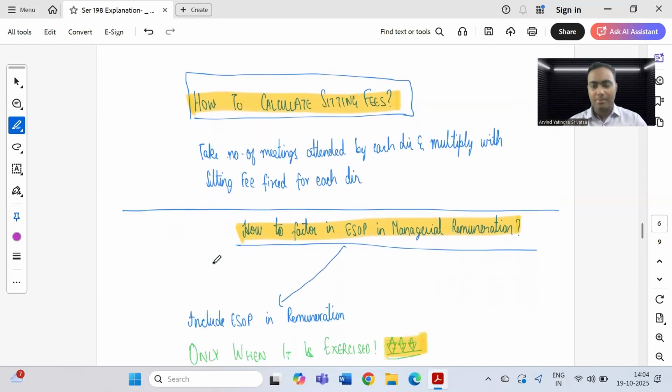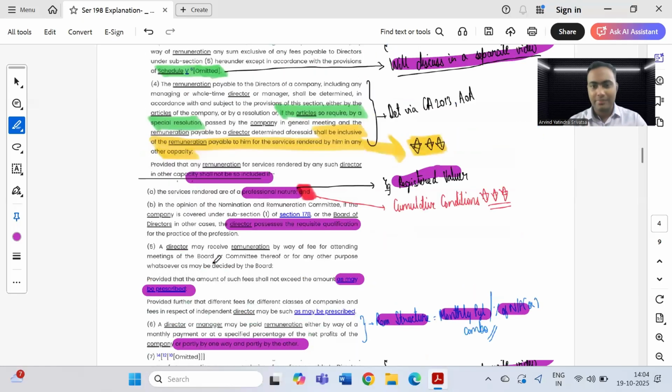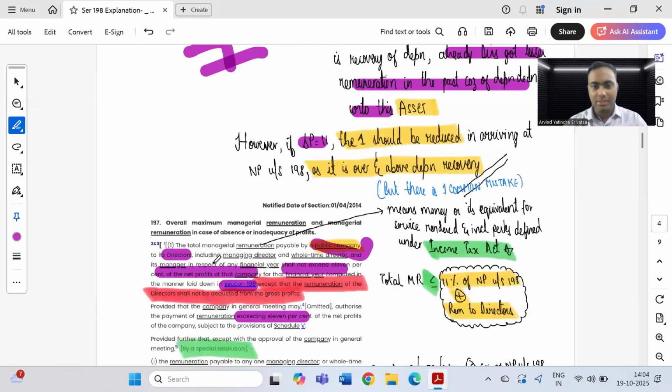Next, guys, this is very important. How to factor ESOP in managerial remuneration? And for managerial remuneration, what is the remuneration defined in managerial remuneration, sir? I don't understand. We never discussed that, right? Now we'll discuss that. Just going up a bit, I'll show you remuneration. So remuneration also has a definition in the Companies Act. It is defined in section 2. I don't remember the clause.